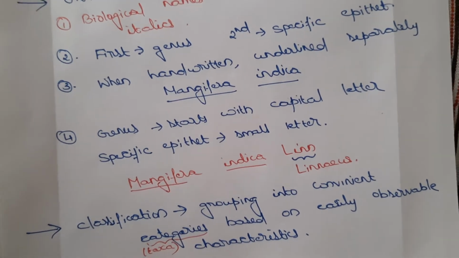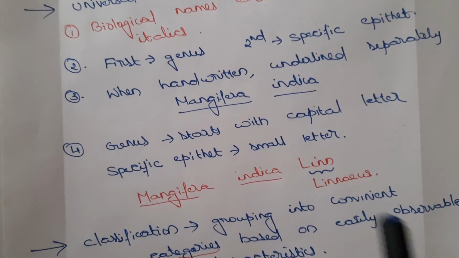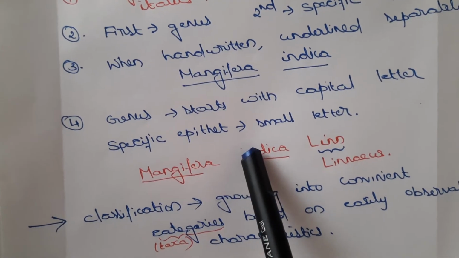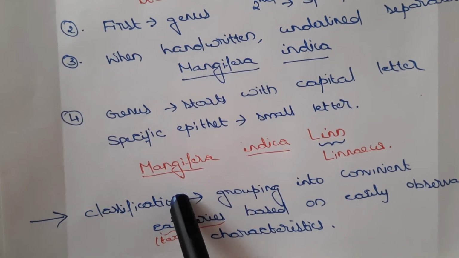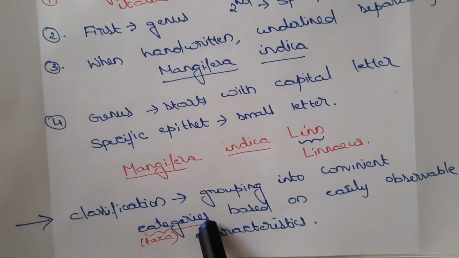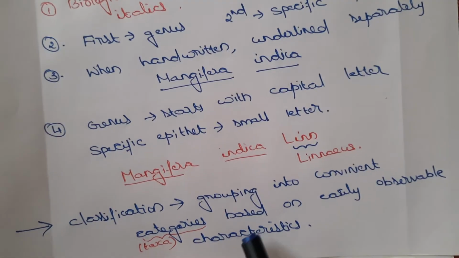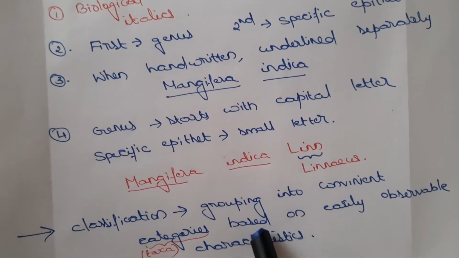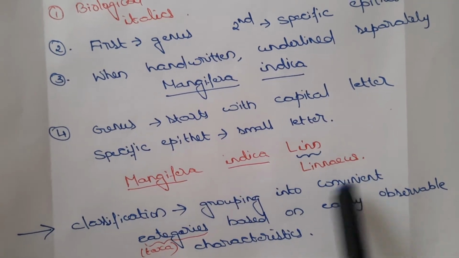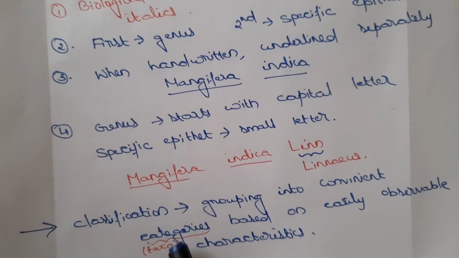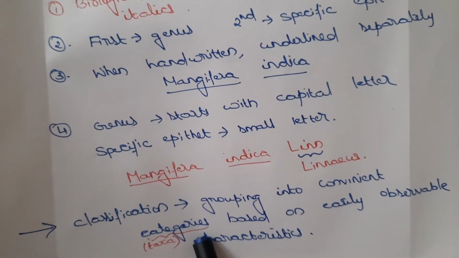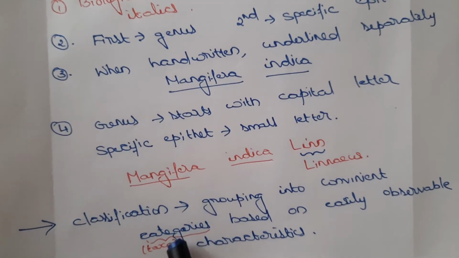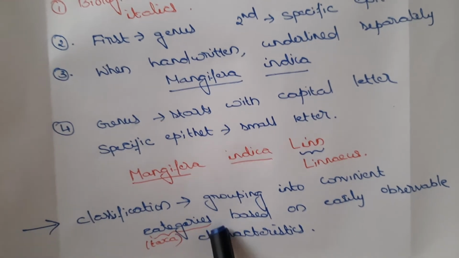Now we know that there are many species in the living world. So in order to name each of the species, we need to classify them into convenient categories based on easily observable characteristics. Based on these characteristics, we group the species into convenient categories. These categories are known as taxa. So the category in which you categorize the organism is known as a taxon.